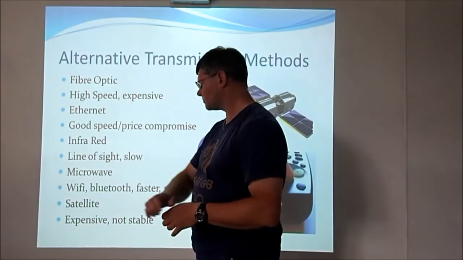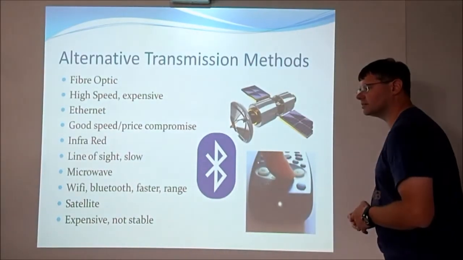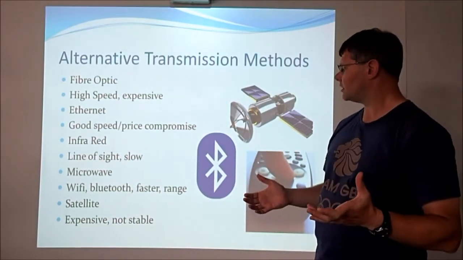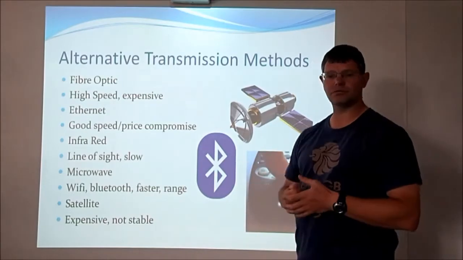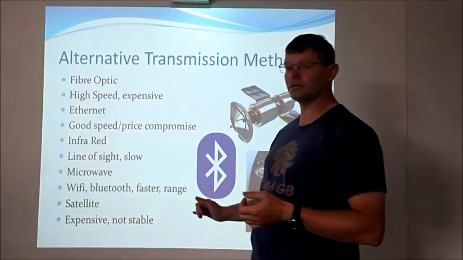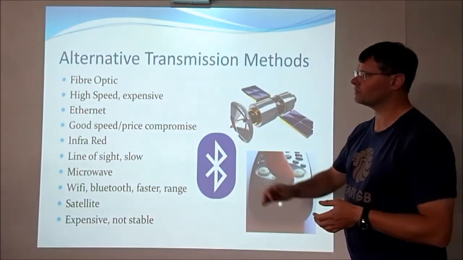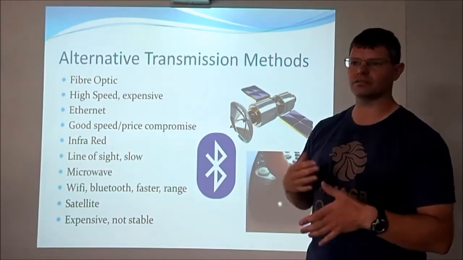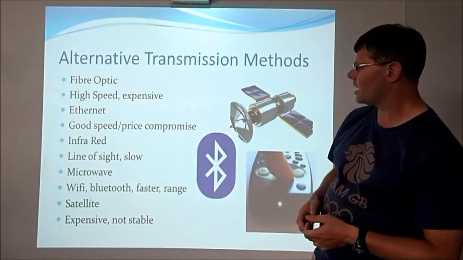Other things you can be using, you can use microwaves, or radio waves that are on a high frequency, so that's things like Bluetooth and Wi-Fi. It is a lot faster than infrared is, not as fast as a cable. But as far as wireless connections are concerned, it's pretty, pretty quick.